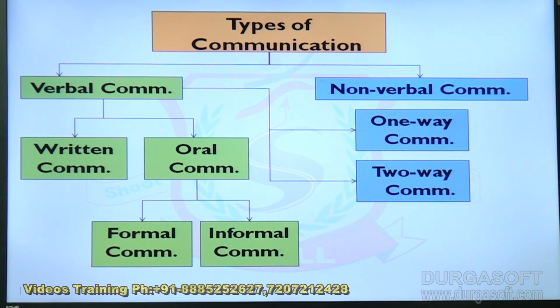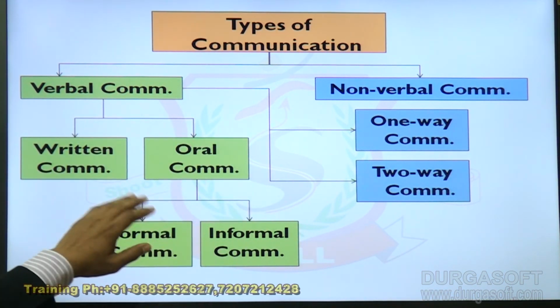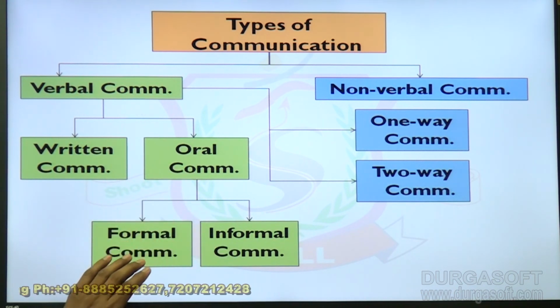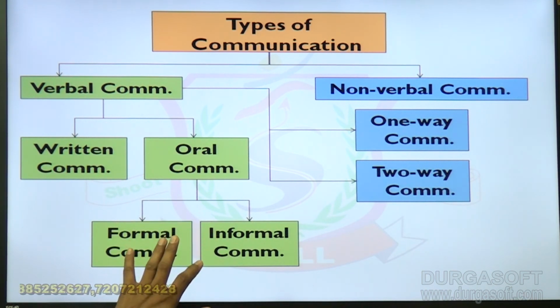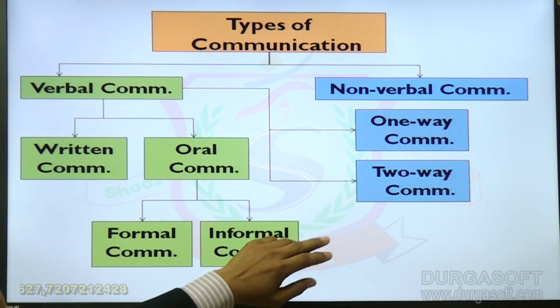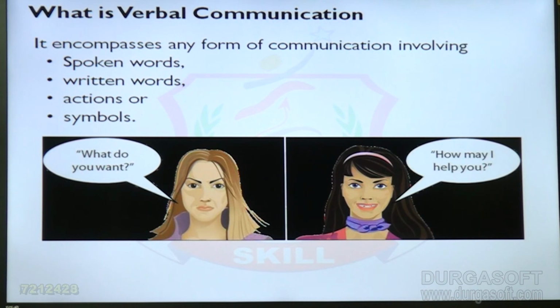The classification of types of communication will be like this: verbal communication and non-verbal. Under verbal communication, written communication and oral communication will be there, and based on oral communication, formal and informal will be there. At the same time, one-way and two-way communication will be there. Now we will see what those things are one by one.